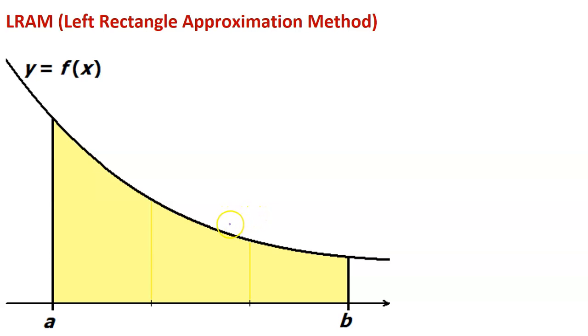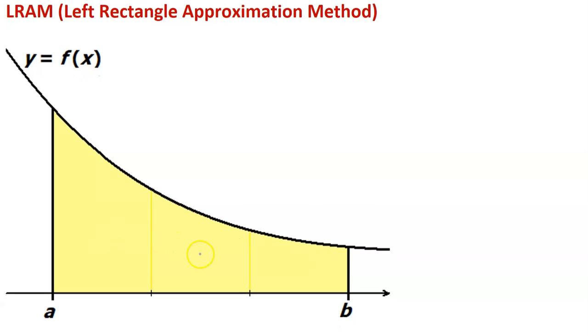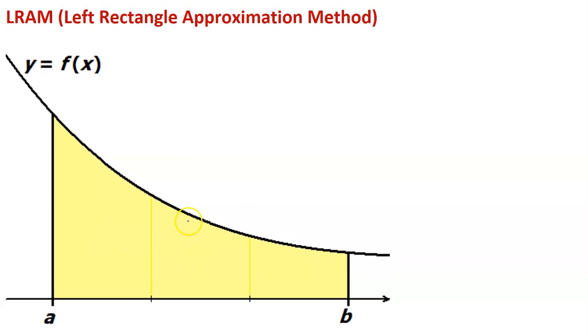A Riemann sum is a sum of shapes, whether we're using rectangles or trapezoids, that we use to approximate the area under a curve. And there are specifically 4 methods that I need you to be familiar with. The first one is called LRAM, which stands for Left Rectangle Approximation Method.